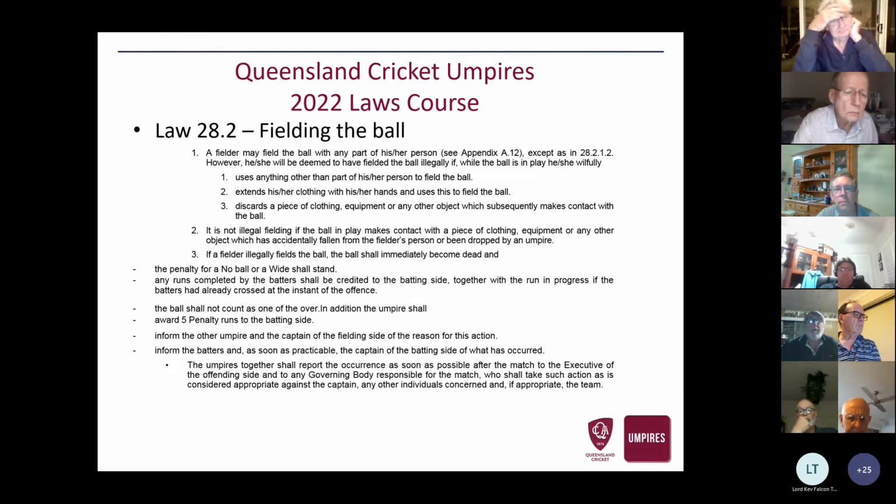28.2, there's not a change here, but I do want to make it abundantly clear. A fielder may field the ball with any part of their person. However, they will be deemed to have fielded the ball illegally if, while the ball is in play, they willfully use anything other than part of their person to field the ball, extend their clothing with their hands and use that to field the ball, or discard a piece of clothing, equipment, or any other object which subsequently makes contact with the ball. To be clear, though, it's not illegal fielding if the ball makes contact with a piece of clothing or equipment that has accidentally fallen from the fielder's person.